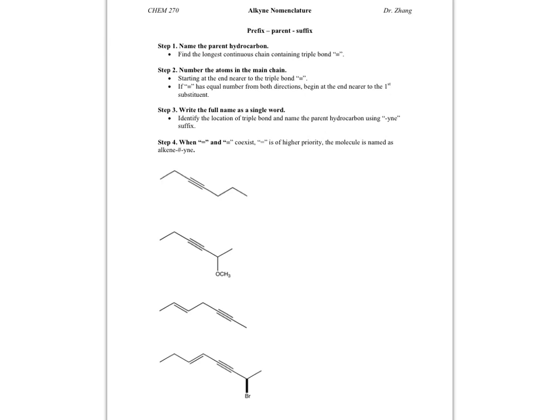We're following these fundamental steps, and we're trying to find the longest continuous chain containing the triple bond. We're going to start at the end nearer to the triple bond to number the main chain, and then we're going to identify the location of the triple bond and name the parent hydrocarbon using the YNE suffix. We're going to look at the following examples to help us apply the rules to name these compounds.